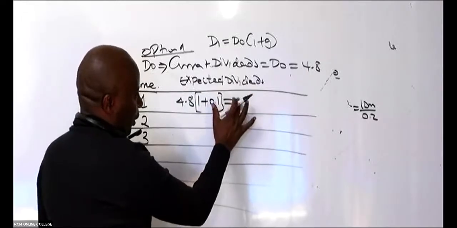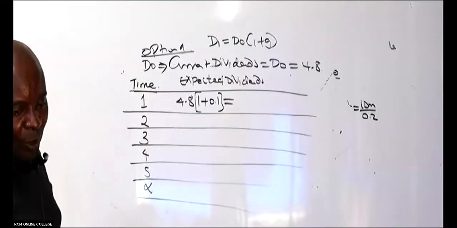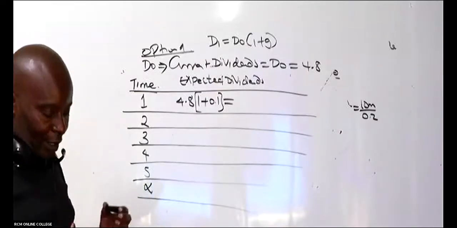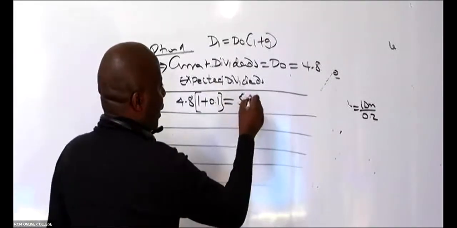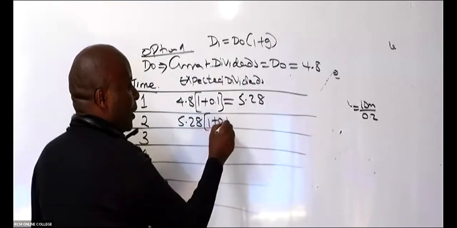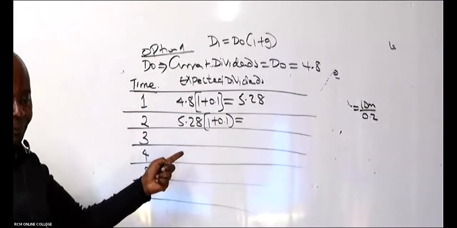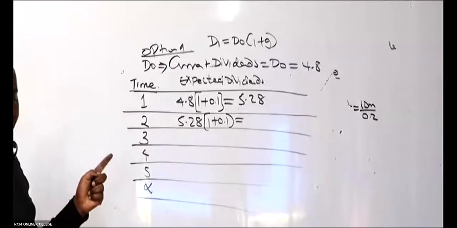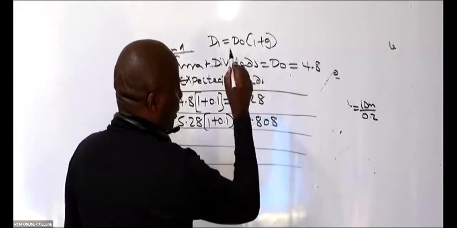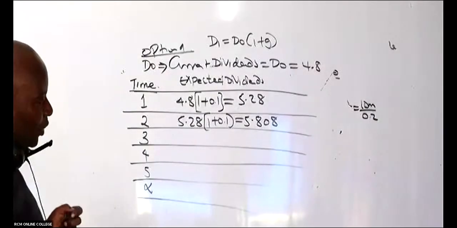Is there somebody who is able to give me this figure? 4.8 times 1.1. So Joanne is giving me 5.28. Thank you so much. We shall pick this and multiply it with 1 plus 0.1, because the 0.1 is constant for the next 3 years. Let's put 3 decimal places.